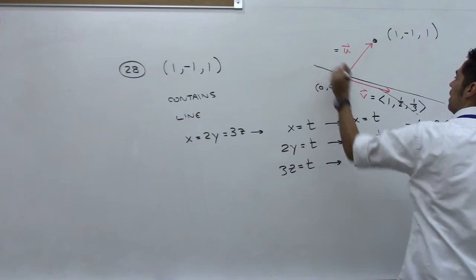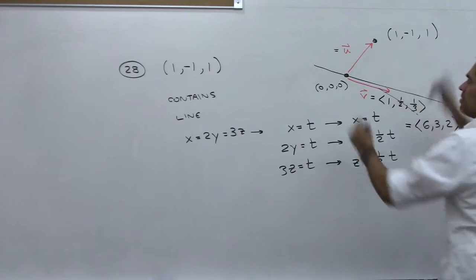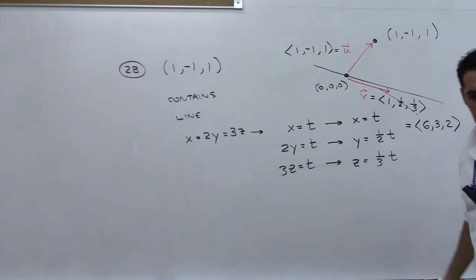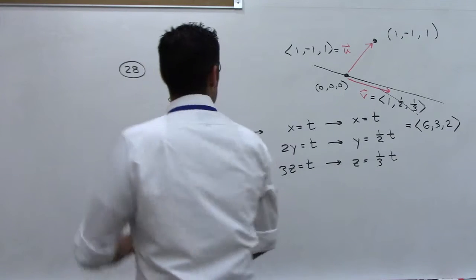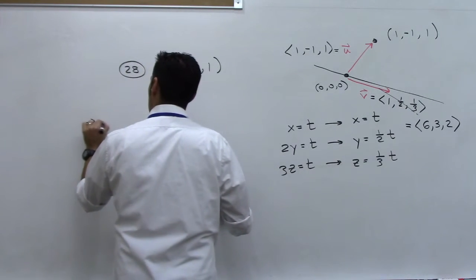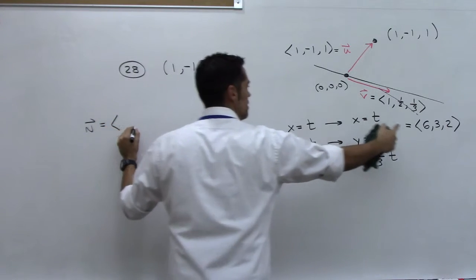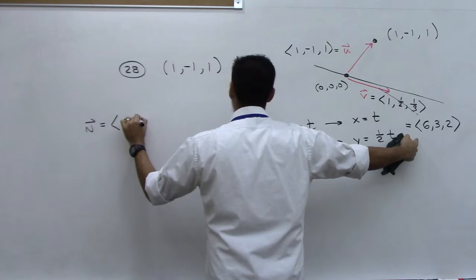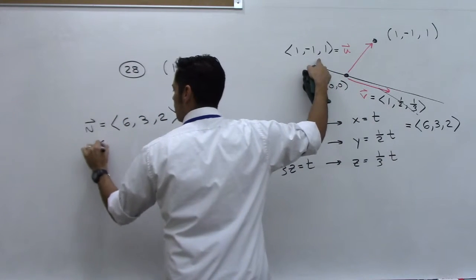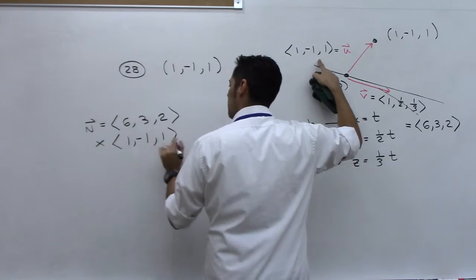What is u going to be? U is going to be the vector from here to here. Well, that's all these minus 0, so that's just 1, -1, 1. All right. So I'm going to say that the normal I'm going to use for my plane here is going to be the v, which is this vector, 6, 3, 2. And I'm going to cross it with this vector, so I'm going to do it vertically. Cross it with 1, -1, 1.